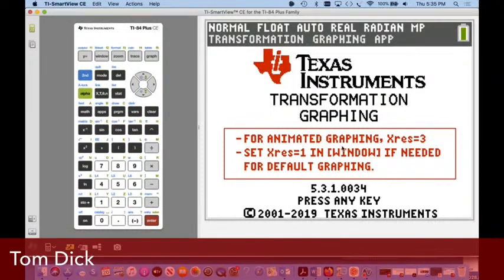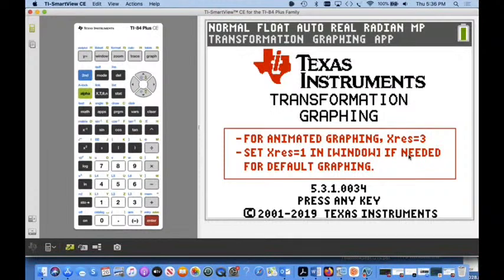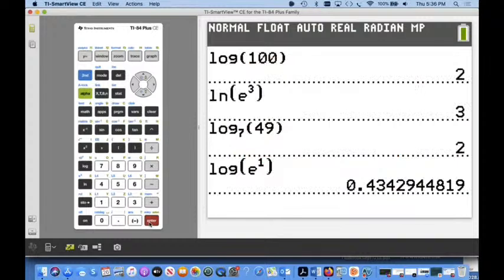It says for animated graphing, the X resolution has been set to 3. And not everybody understands what that is referring to. XRes refers to the skip between pixels at which values are actually calculated. With an XRes of 3, graphs will graph 3 times as fast as normal, but they could also look a little choppier. So I'm going to set the XRes back to 1, that's the normal, for what we're going to look at next.